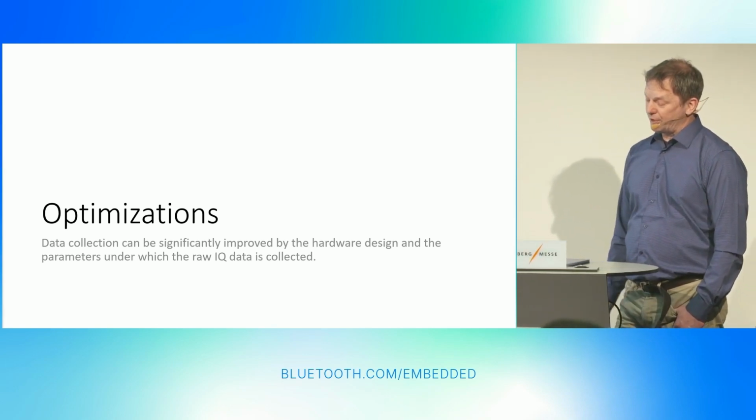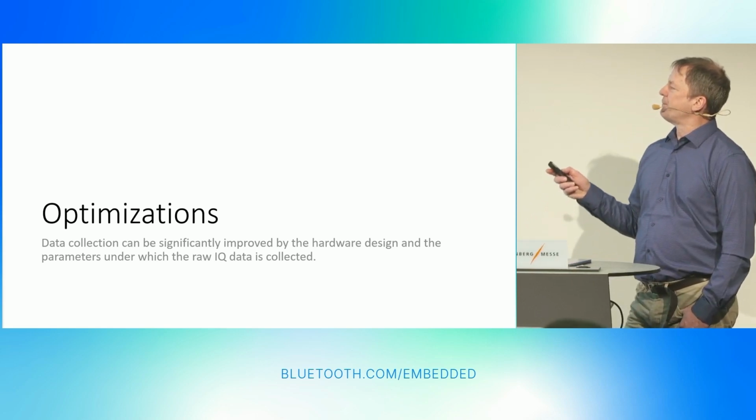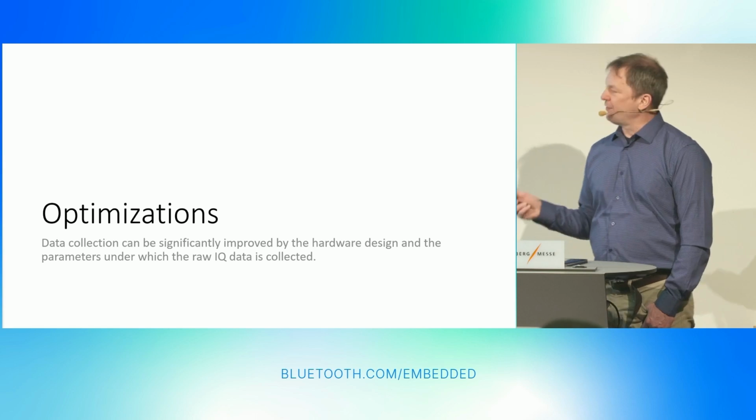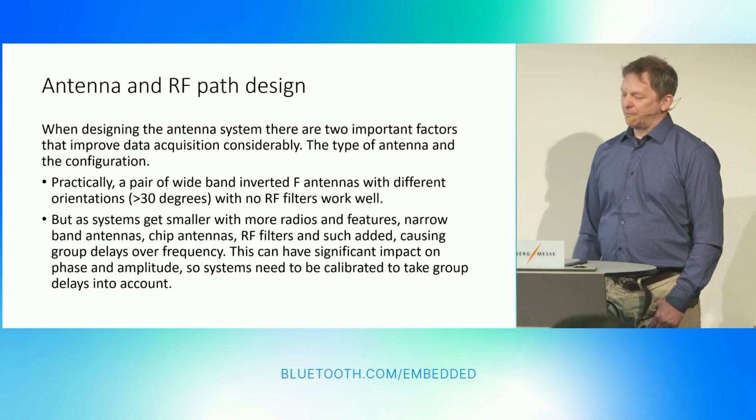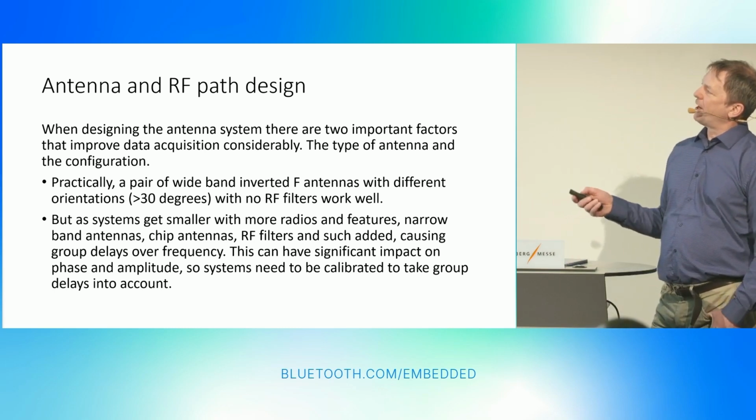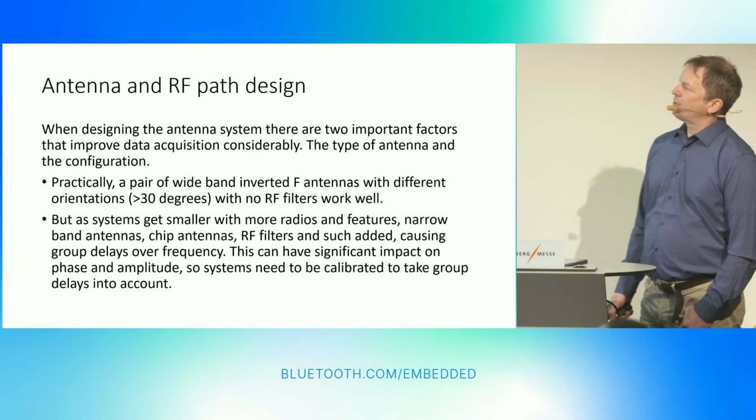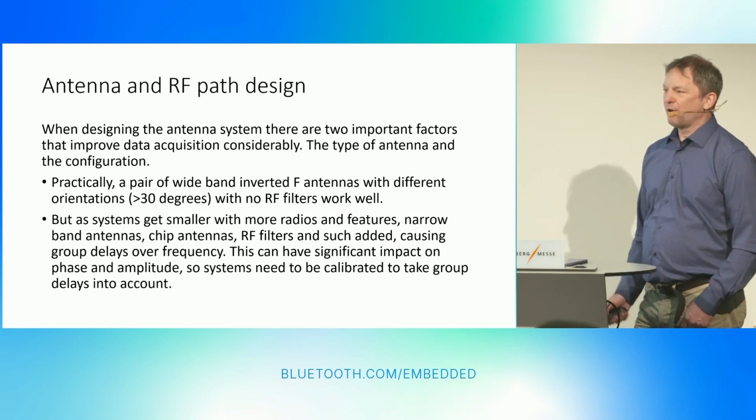Systems could also be improved to have better data collection, and this is mainly on the hardware side. As already mentioned by Charlie, the antenna and RF path matter. When designing an antenna system, there are two important factors, and one important factor is that you have multiple antennas. We have seen on multiple EVKs from companies and also on prototypes on our side that inverted F antennas with a different orientation of greater than 30 degrees, and a 6 centimeter deviation between them, work well. A little bit less would also be good enough. But if you rotate them, that will help a lot. And you saw also on the NXP boards, they are rotated a little bit. So this gives a better differentiation between the antenna paths.